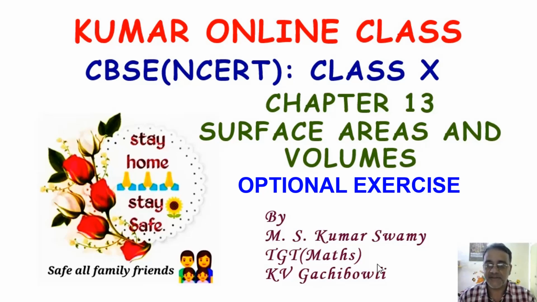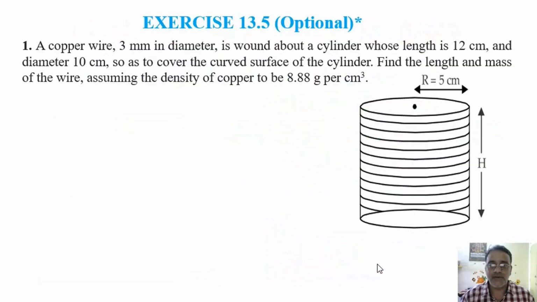Hello everyone. Today I'm going to start the optional exercise of chapter number 13, surface areas and volume. We are going to complete the first four questions of the optional exercise, because the last three questions are based on the frustum of a cone. So let us start with the first question.